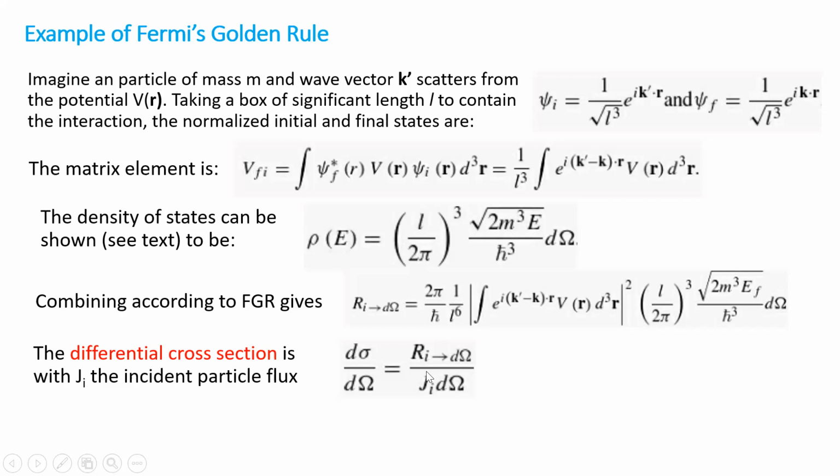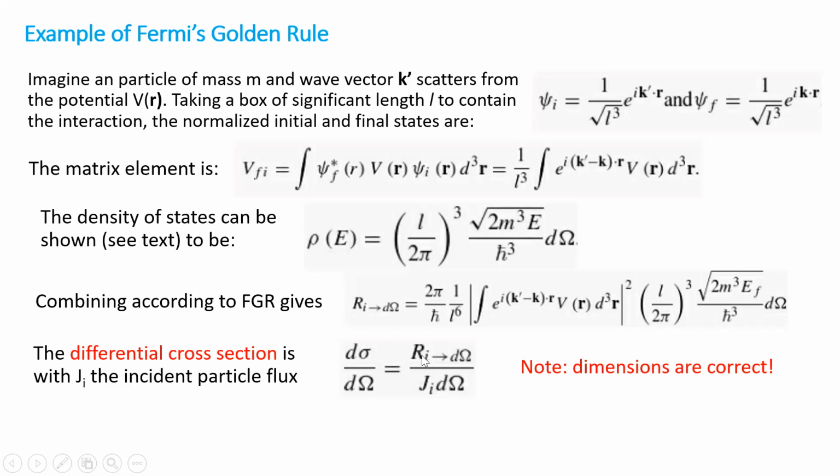That's because if we doubled the incident particle flux, we expect the rate to double, because we'd have more particles which could make this transition. So R is going to be proportional to J_i. Not only that, but the units work out. The dimensions are correct. First of all, we have d omegas in both denominators. d omega doesn't have any units, but it appears in both denominators.